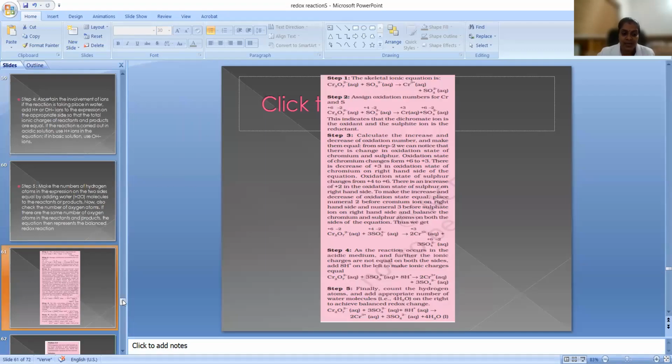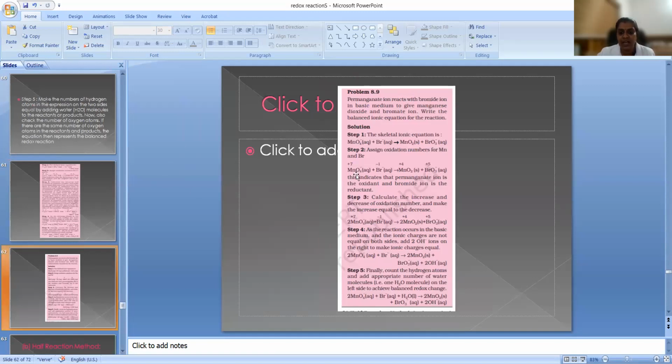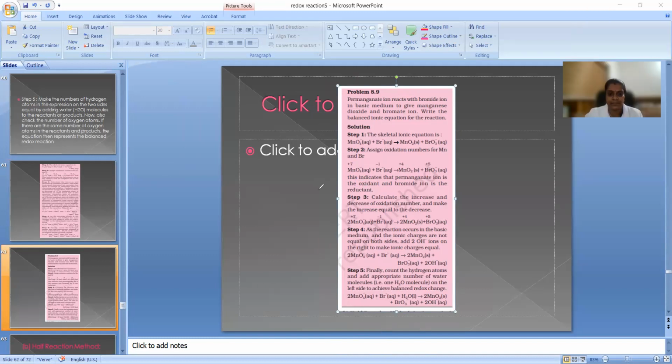So we have to see another example that is taking place in basic medium. Okay, so this is another example, permanganate and a bromide ion. So let us see this particular example. MnO4 minus is reacting with the bromide ion, and we are getting MnO2 and BrO3 minus. Okay, this is the reaction.